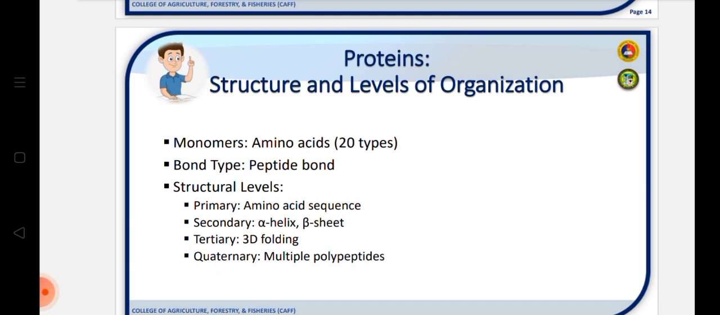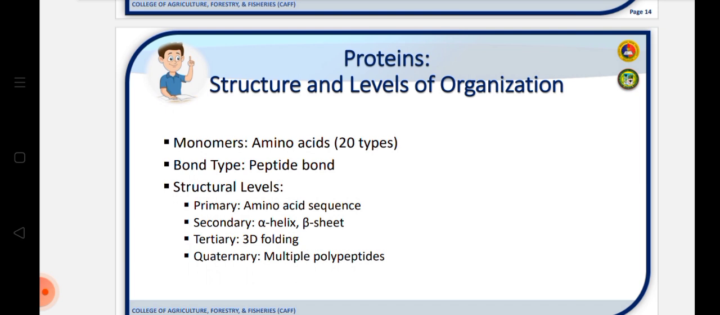To understand how proteins function, we need to examine their four structural levels. We have primary structure, secondary structure, tertiary structure, and quaternary structure. Primary structure is the linear sequence of amino acids, like beads on a string, so the order determines everything that follows. Secondary structure looks like local folding patterns such as alpha helices and beta sheets. They are stabilized by hydrogen bonds.